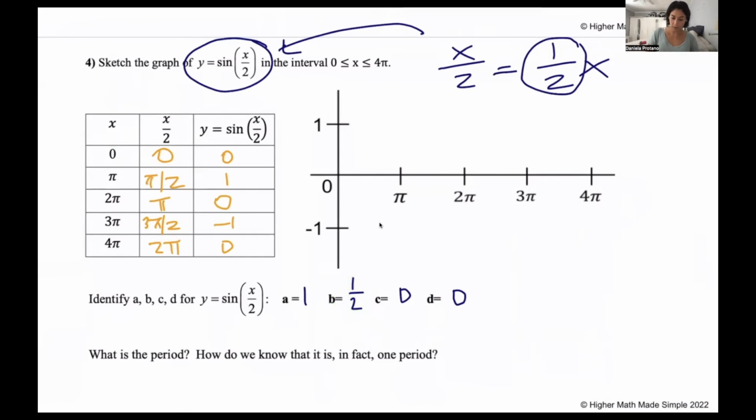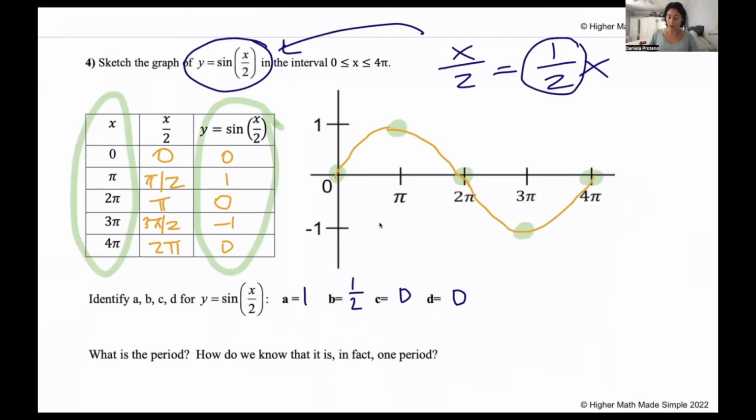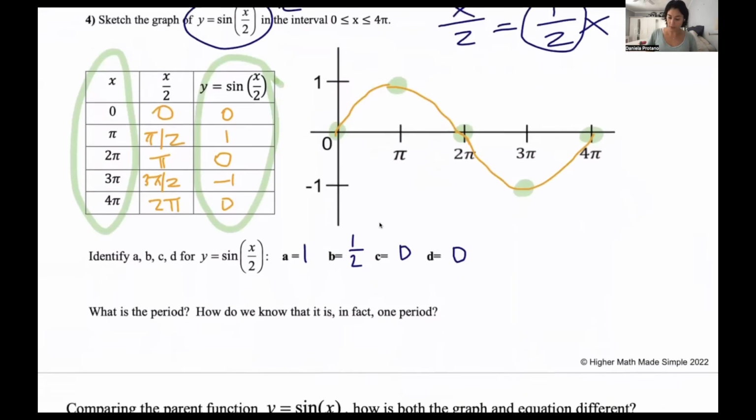Okay, so take note that this is going to be the x value, and this is going to be the y value. So 0, 0 is here, pi, 1 is here, 2 pi, 0, 3 pi, -1, and then 4 pi, 0, right? So we do see that it does complete one full cycle here. So how do we know, again, that this is the period? Because it completes that sideways S looking shape.